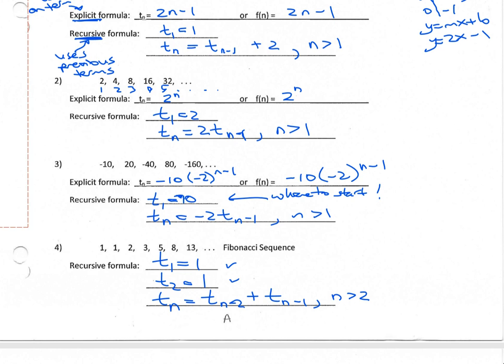And notice I didn't put a line for explicit formula for this one. This requires some research. So the Fibonacci sequence, finding an explicit formula for it is actually a very difficult thing. So I will leave it to you if you're curious. You can go and research it, but we're not going to do it in our course.